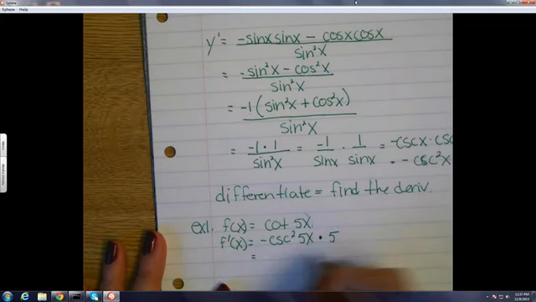So the final derivative would be negative 5 cosecant squared 5x.